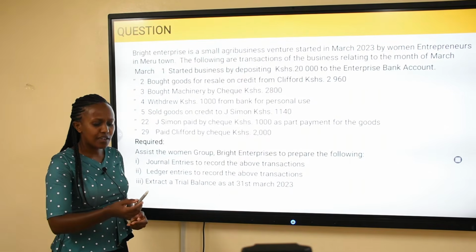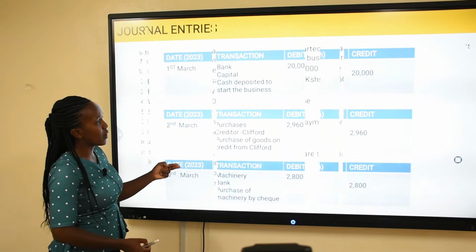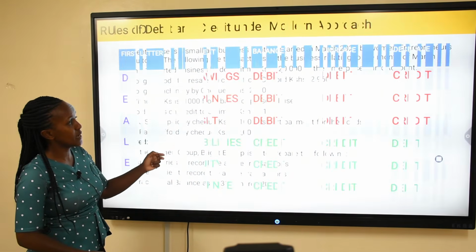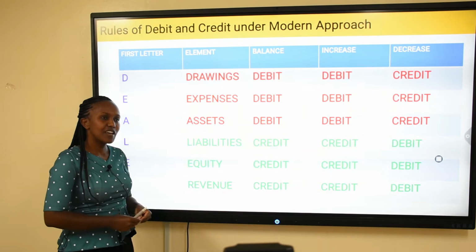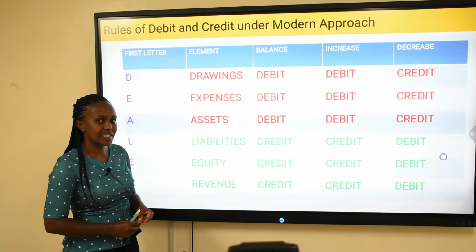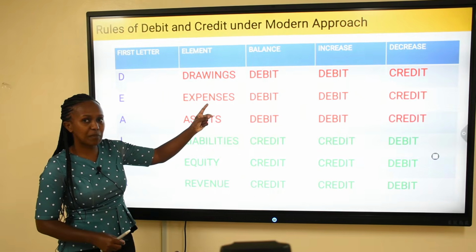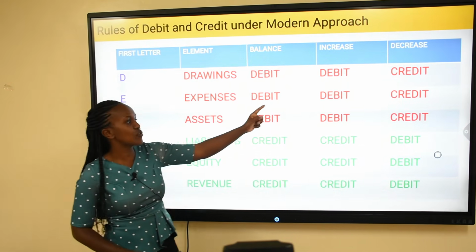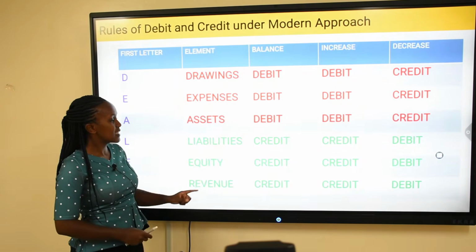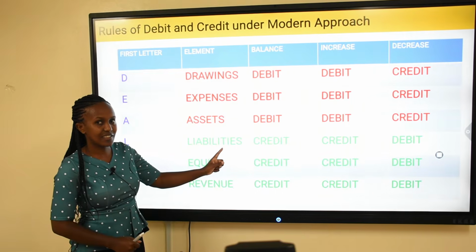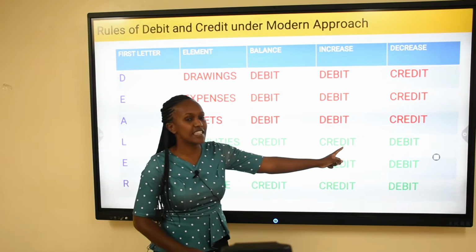Now, again going back to our equation or our rules here, now in our mind we have two things. We have purchases and we also have creditors. Purchases is an expense. So purchases represents an expense. So purchases is going to be debited. Then creditors represents a liability. So creditors represents a liability, therefore it is going to be credited.